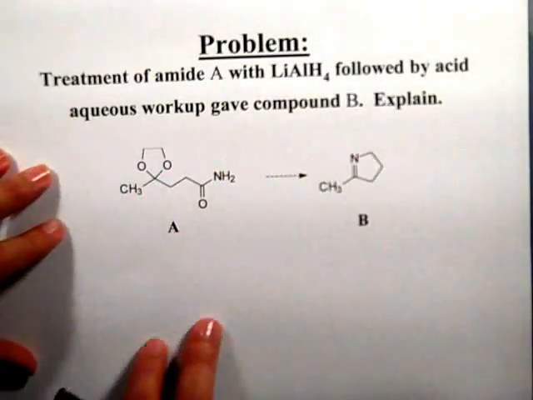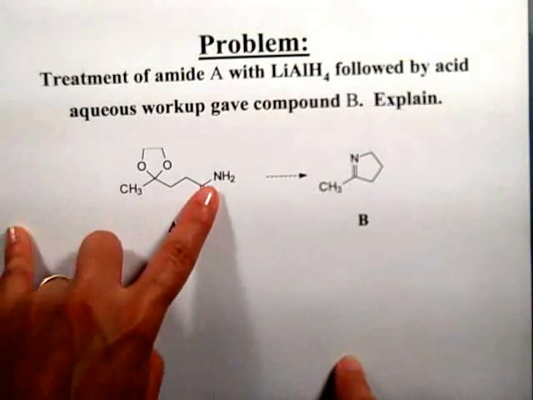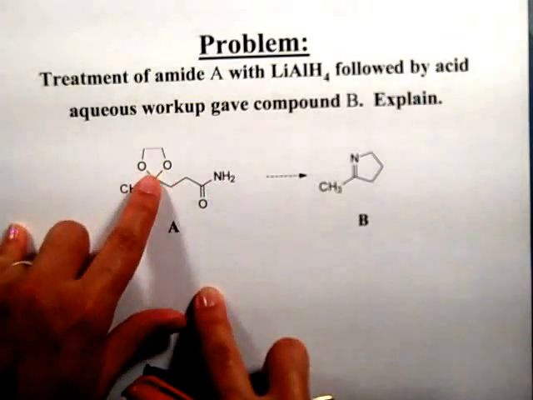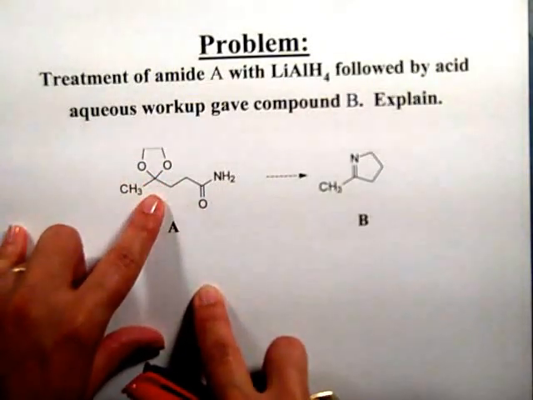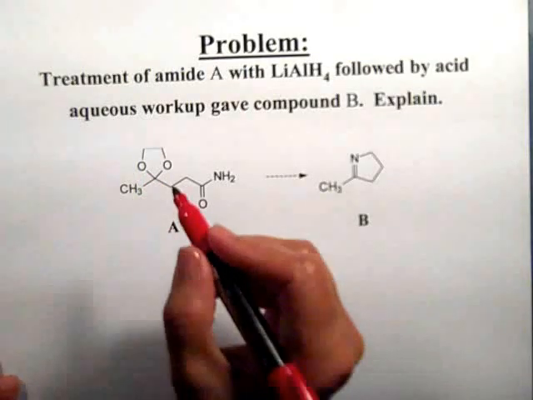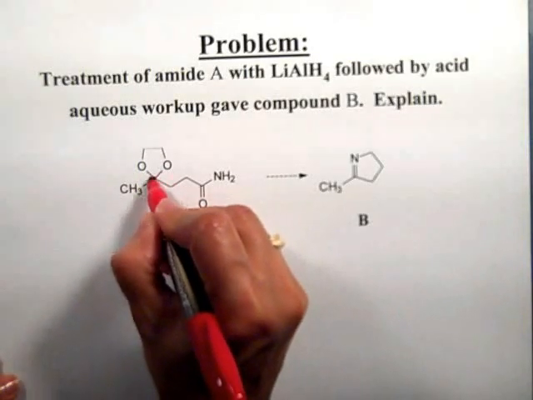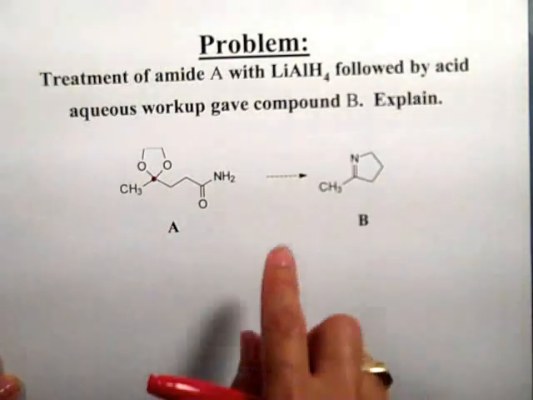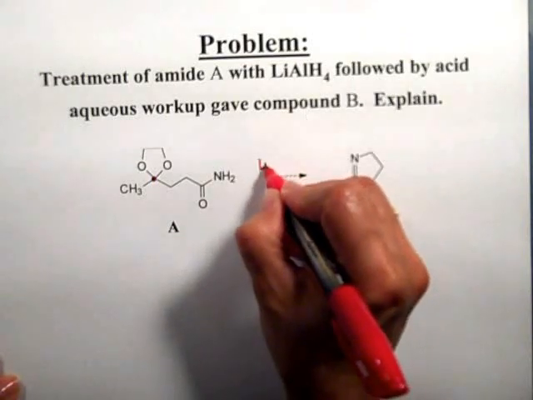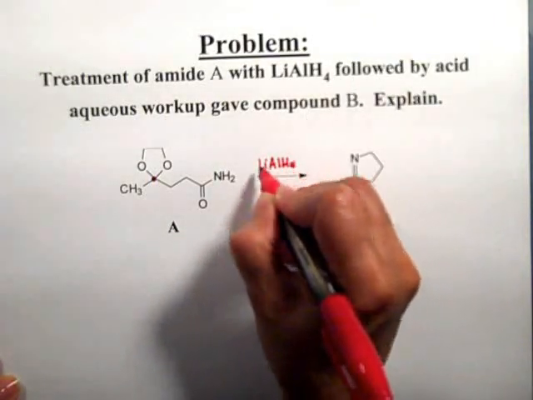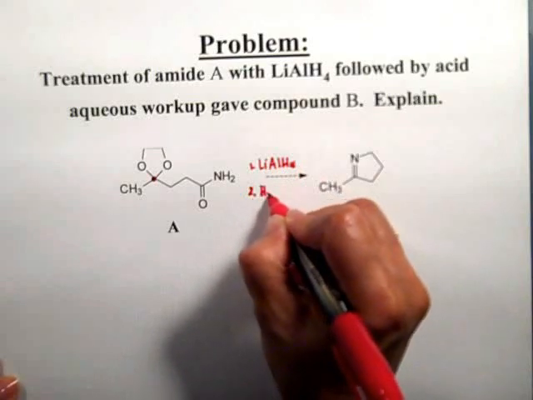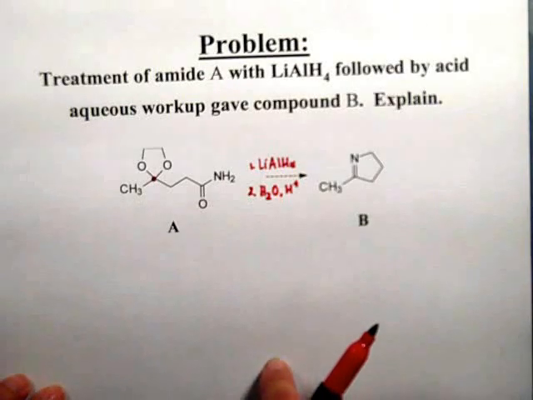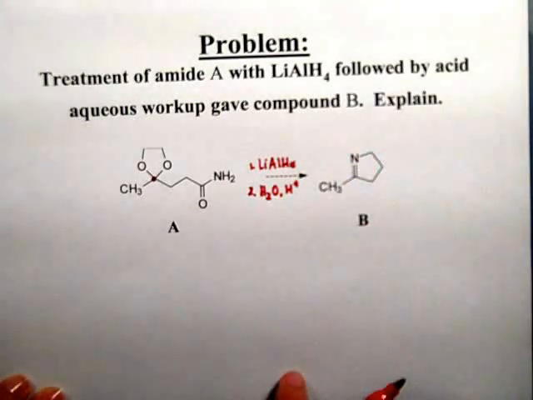So we have a little tiny problem right here. We take this. Now, this is an amine, and on this side, what do we have? Do you recognize that? That's an acetal, and that is a protected carbonyl. So this carbon, the carbon that has the two oxygens coming off of it, that is a carbonyl. And somehow they do the reaction with lithium aluminum hydride. They work it up with a little bit of dilute acid, and they get a cyclic imine.